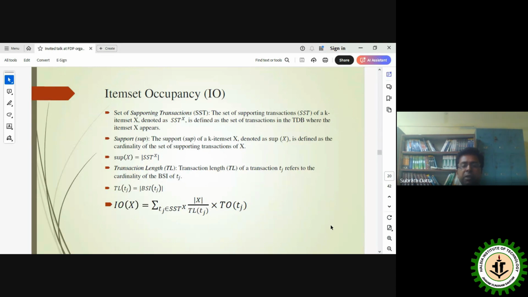Transaction length means how many items are present in a transaction. For example, in T2 there are 2 items present, so its transaction length is simply 2. Or we can calculate it as the mode of BSI T, and the same result will come. And support is a measure that we can calculate from the set of supporting transactions, SST. So what is SST? The set of supporting transactions of a k-item set, denoted SSTX, is where the item set occurs.